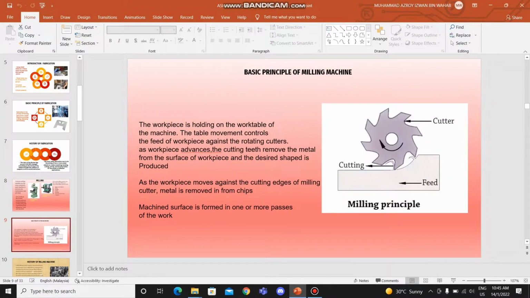Basic principle of the milling machine: the workpiece is held on the work table of the machine. The table movement controls the feed of the workpiece against the rotating cutter. As the workpiece advances, the cutting teeth remove metal from the surface of the workpiece and the desired shape is produced. The machined surface is formed in one or more passes of the work. As you can see, this is the milling principle.